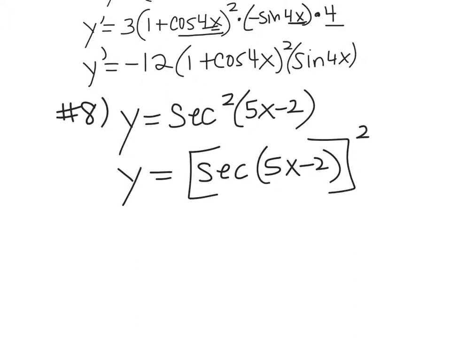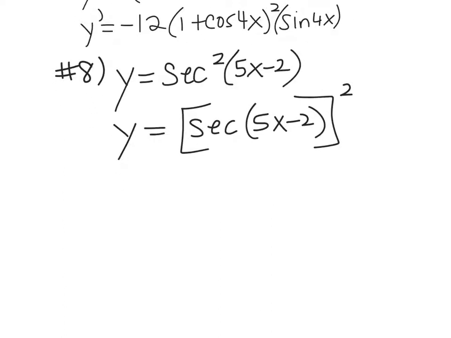Do you agree with that? You should agree with that. That's true. The secant squared is the same thing as pulling it all the way out and squaring it. Now there are, again, 3 different functions in here. There's an outer function of 2. There's an inner function of secant, and then there's an inner function of 5x minus 2. And we're going to take the derivative and use chain rule and do them all separately, okay?